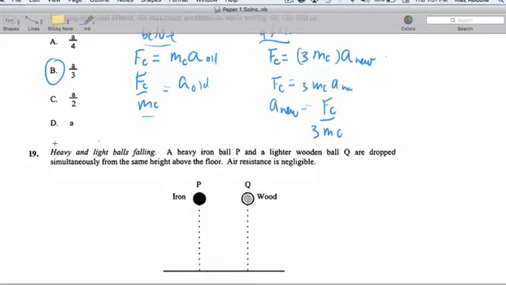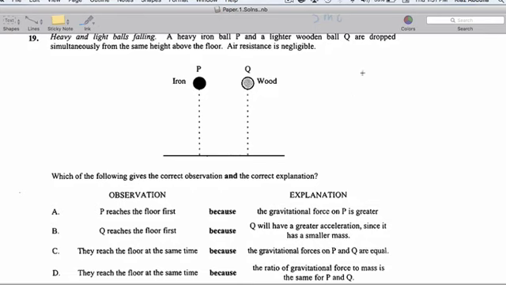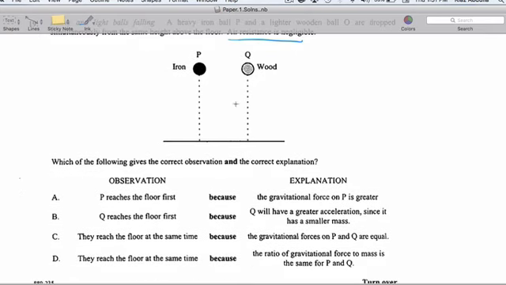Okay. Now, these two balls fall. Let's be clear. In the absence of air resistance, everything's going to hit the ground at the same time. So we can rule out A and B. But why? C is really tempting to pick because it's the easiest, but it actually turns out D is correct. Let's be clear. Gravitational forces in P and Q are equal. Remember, you can replace the word gravitational forces with weight.